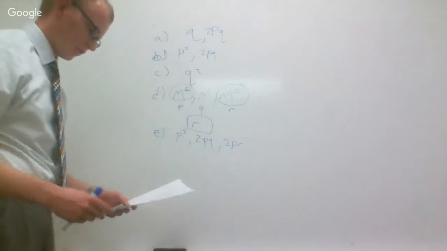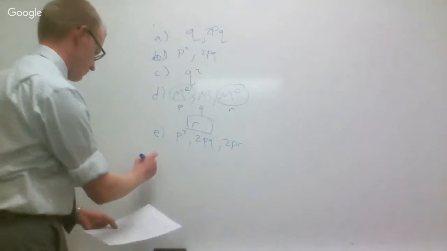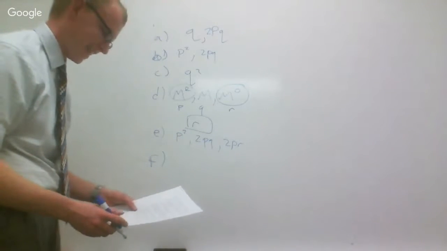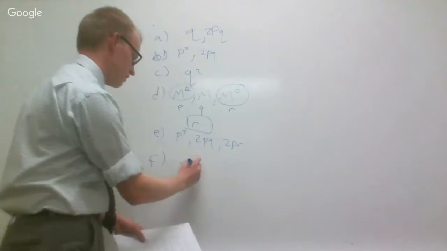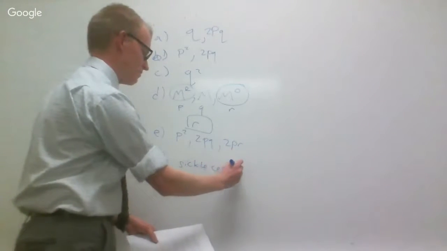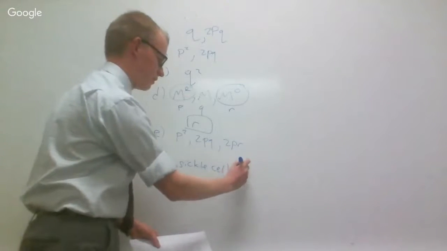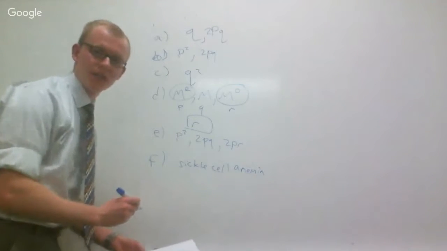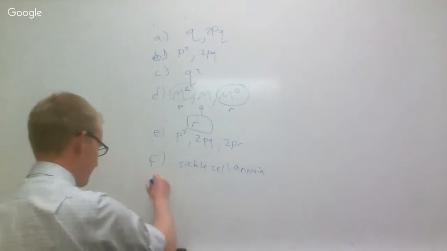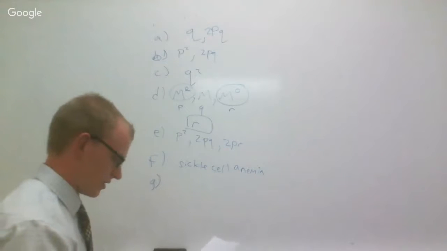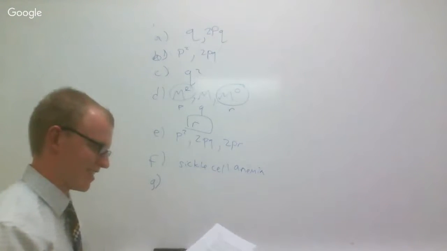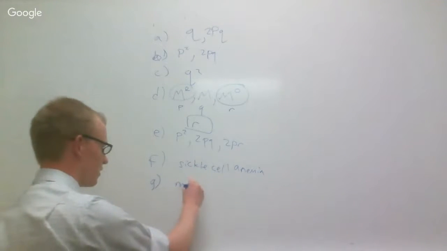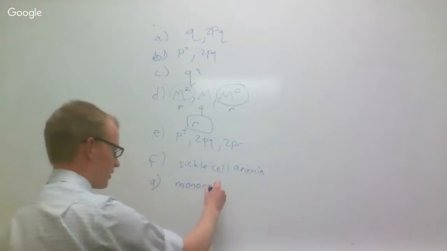So just to continue along with our little vocabulary, in part F, the human disease blank is a result of an SNP, and that's going to be sickle cell anemia. Part G says blank is a term that describes a trait that produces a single phenotype in 99% or more of the population. That is going to be monomorphic.